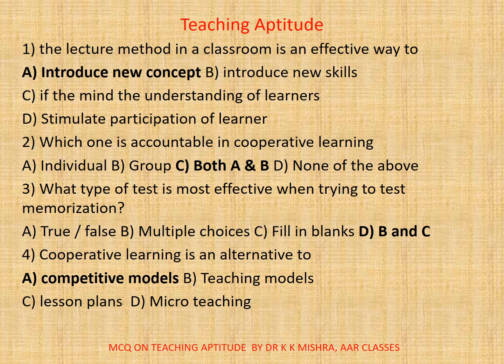2. Which one is accountable in cooperative learning? A. Individual, B. Group, C. Both A and B. Correct option is C. Both A and B.